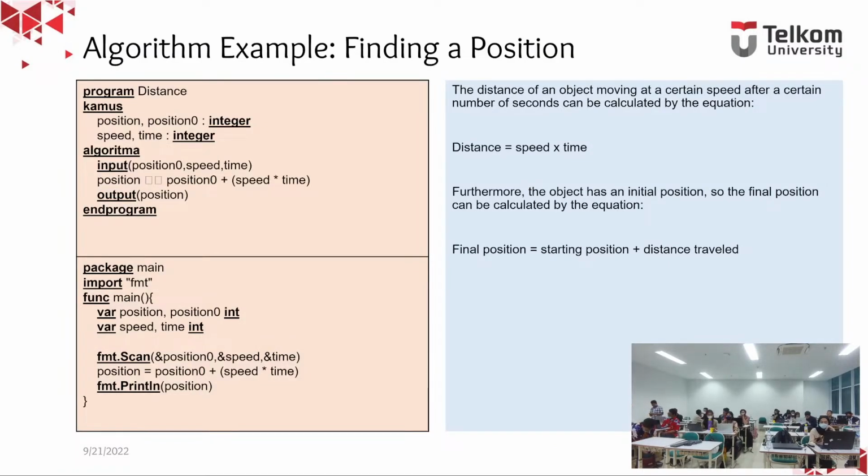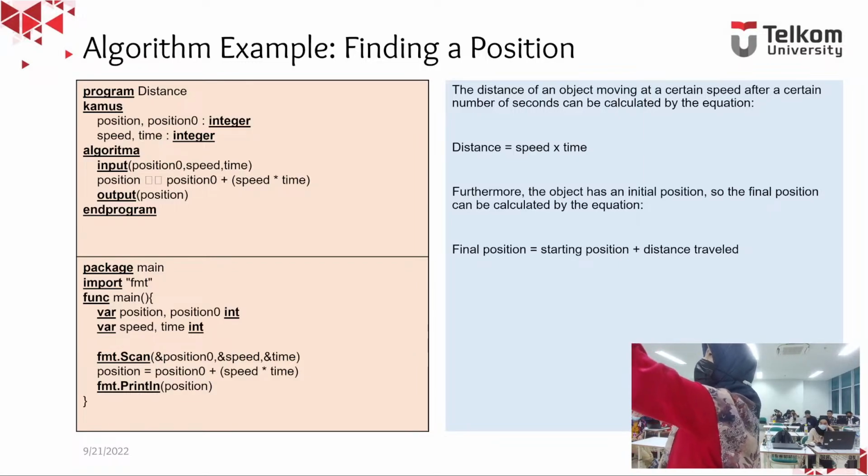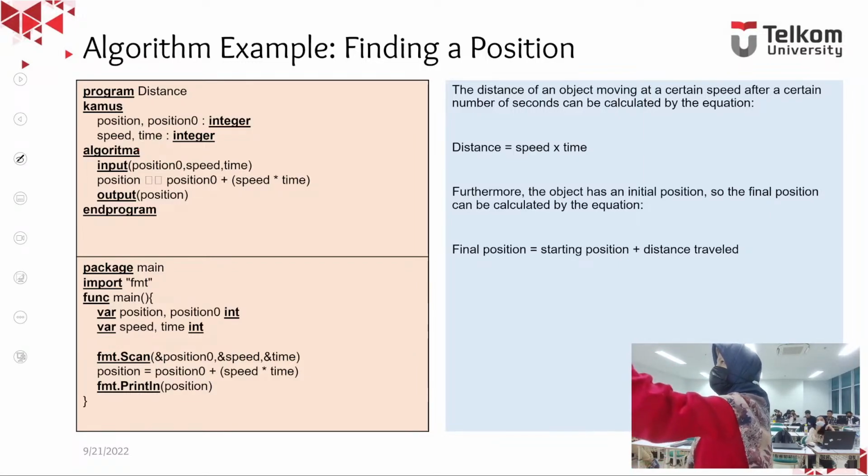Okay, you can see in this example that the problem is related to a formula about finding the position. So we have some variables here. Actually, this is in Bahasa Indonesia, so you have to translate it into English. So for example, programming, and this is dictionary, and this is algorithm.